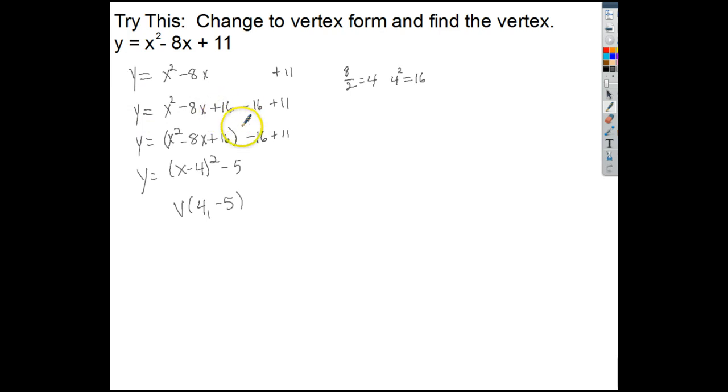All right, so we put parentheses around the first 3. We know that's a perfect square trinomial. Every perfect square trinomial is the square of some binomial. This one's the square of x minus half of it, 4, x minus 4 squared. And the negative 16 and the positive 11 add up to be negative 5. Okay, so now we've got it in vertex form, and we'll probably be asked to tell what the vertex is. It's x is opposite of this, and y is whatever this is, has a vertex at 4, negative 5.